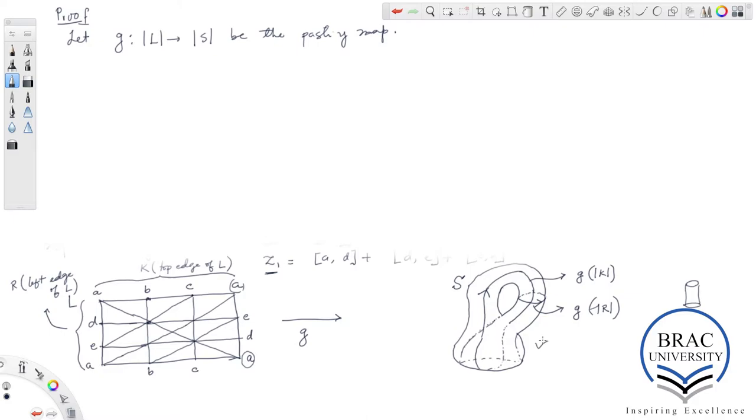So G is the pasting map, and as before, we let G of mod of the boundary of L be denoted as A, which in this case again is a wedge of two circles. You see that this circle and this circle meet each other at this point, and hence it's a wedge of two circles, as before. That's one thing. Now we have to orient the two simplices of L as before, counterclockwise. So orient each of these two simplices counterclockwise.